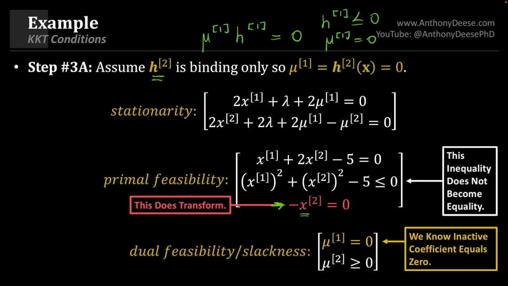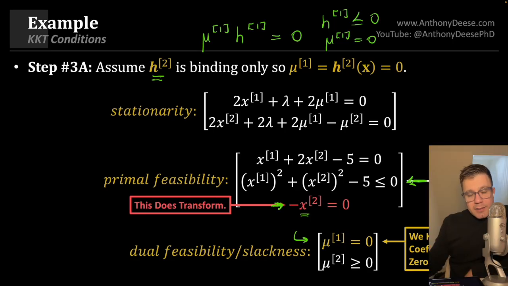So what changes do we make here? Well, we do transform h2 from an inequality to an equality constraint, and we can also lock in the first mu value as being equal to 0, right? We know the inactive coefficient equals 0. Unlike the last case, we don't do anything to h1. That remains an inequality. So what do we do next?